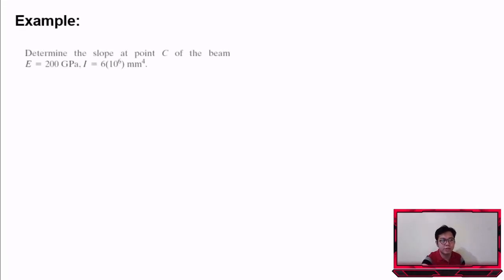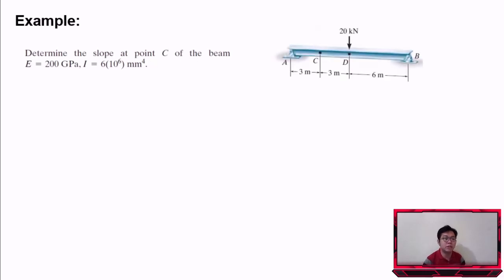Okay guys, so let's try to check yung next problem natin. So this time guys, determine the slope. Slope to, so Theorem 1. Slope at point C of the beam if the modulus of elasticity is 200 GPa, so still, and then we have the moment of inertia is 6 times 10 to the 6.